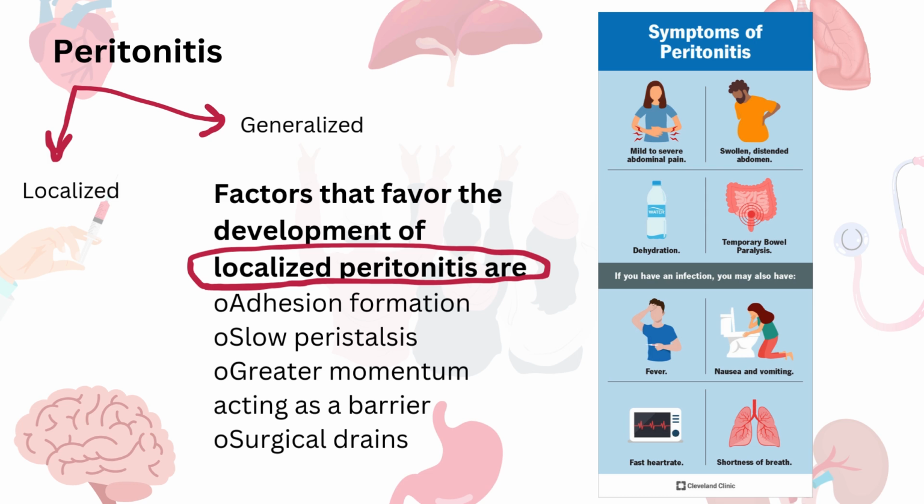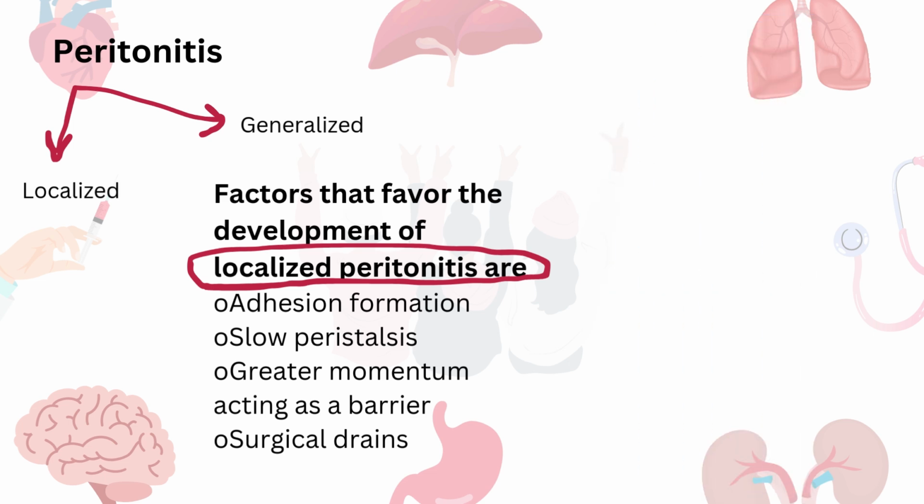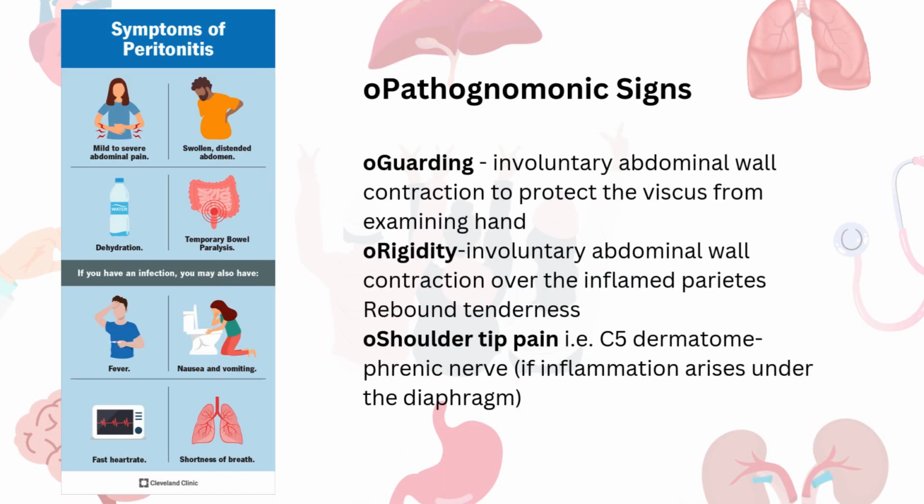And if it is diffuse peritonitis, it could also become localized, most frequently in the pelvic region. The features that would suggest peritonitis would be guarding. That's very important. What is guarding? It is the involuntary abdominal wall contraction to protect the viscera from the examining hand. Whenever you are placing your hand for the examination, you will experience the rigidity and the resistance from the abdominal muscles that won't allow you to palpate the organs.